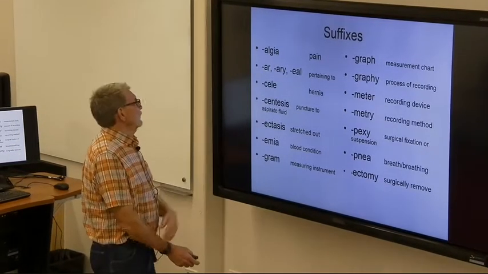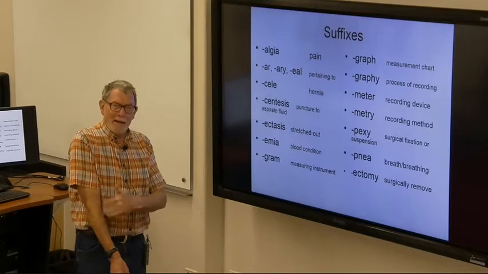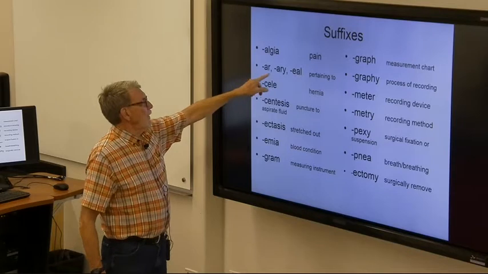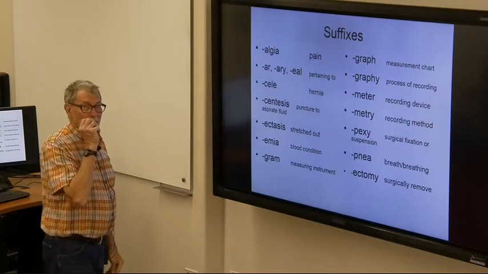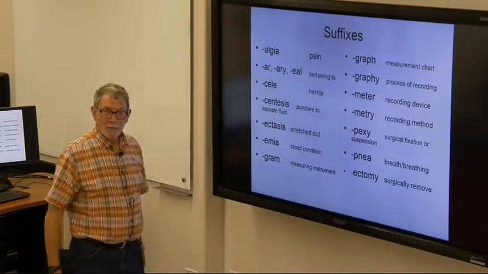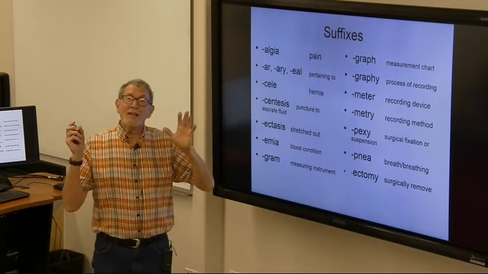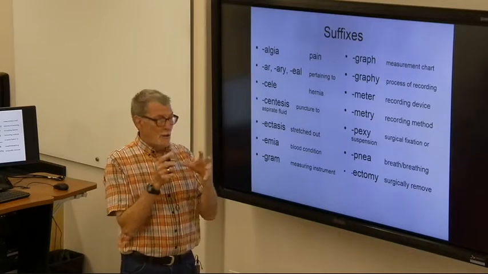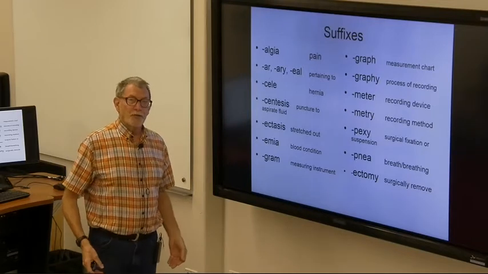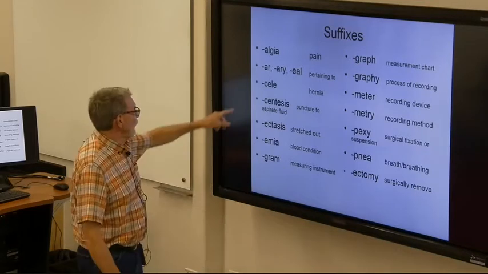Some suffixes. Algia means pain. Most people have heard the term neuralgia. It's nerve pain. Algia is pain. Pertaining to: AR, ARY, EAL. So you can have pulmonary, esophageal. Cele is a hernia. We're going to see lots and lots of hernias. Everything can bulge out and herniate. So we're going to have celes of the bladder and celes of the rectum and celes of this and that. But you can also have one of a lung, a hernia.